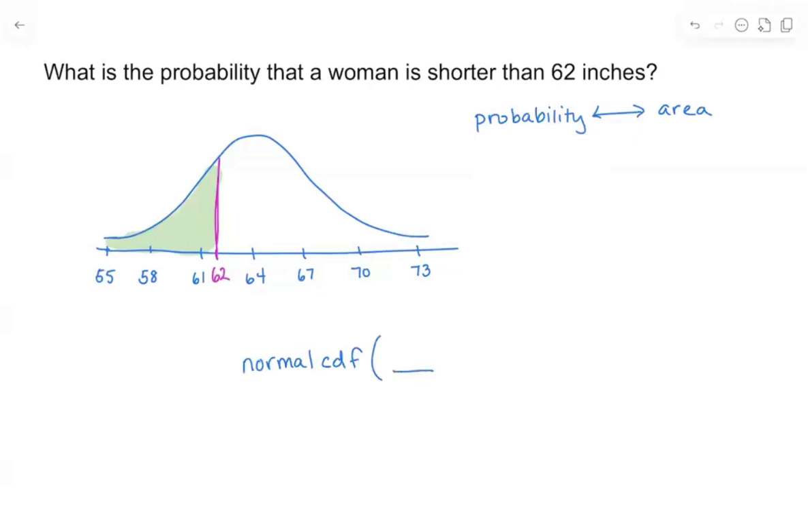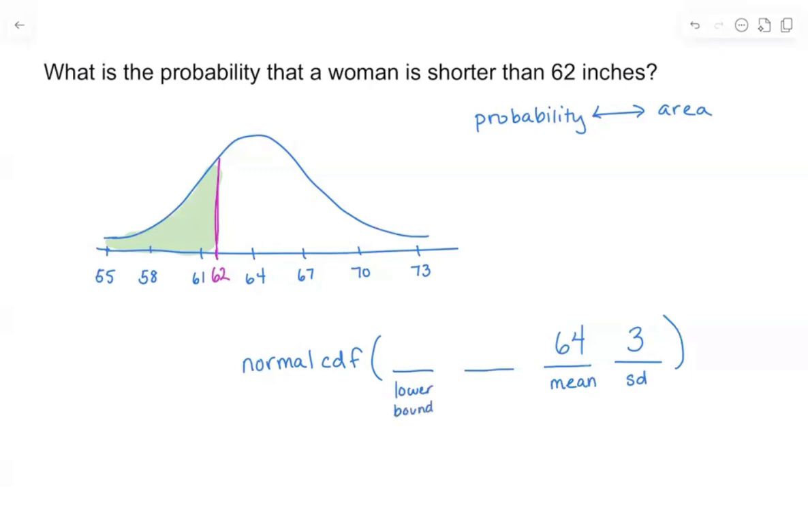And it needs 1, 2, 3, 4 numbers. So the last two are actually the easiest. It needs to know what the mean of this normal curve is, and it needs to know what the standard deviation for that normal curve is. So we know that the mean of women's heights is 64 inches, and we know that the standard deviation is 3 inches.